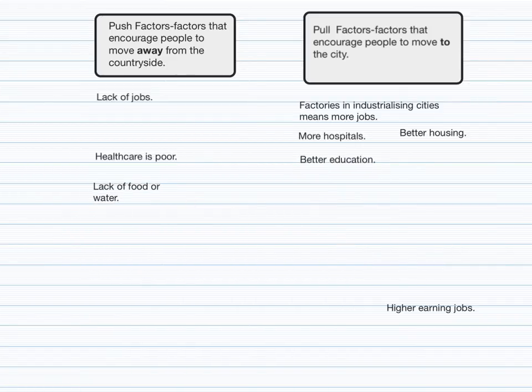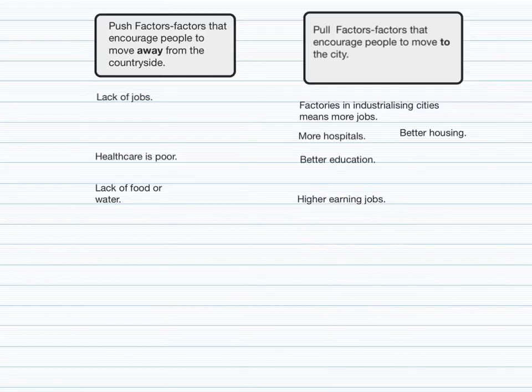There we go. Right. Lack of food or water is a push factor away from the countryside, because they have droughts and famine in the countryside, but the cities are much more accessible, so they can get aid a lot quicker as well, and imports and exports happen from the city, so it's more viable that they're going to get food. And then the last one here, higher earning jobs, is a pull factor to the cities.